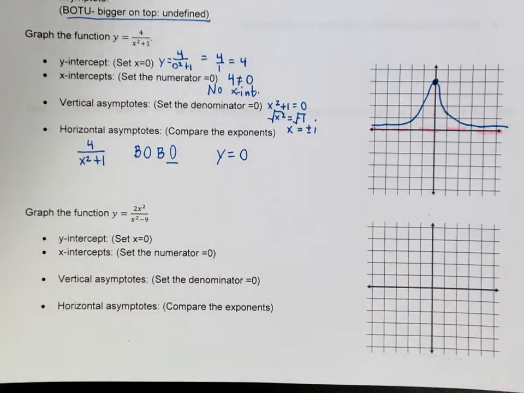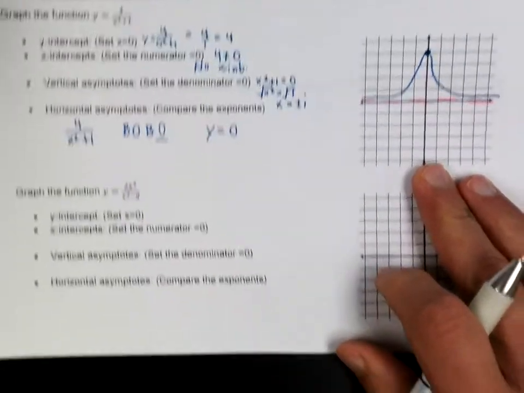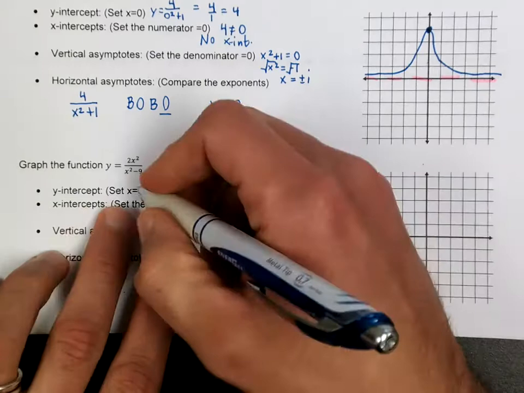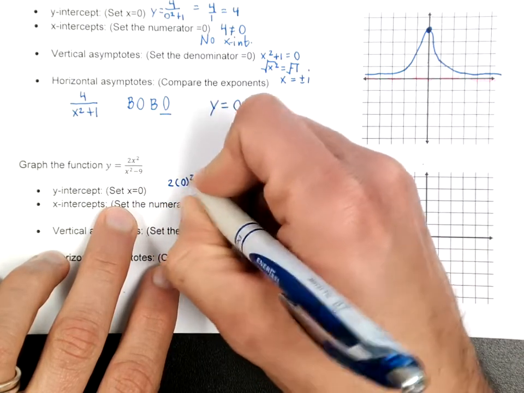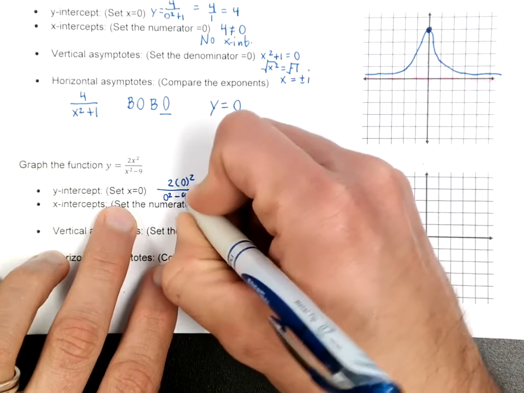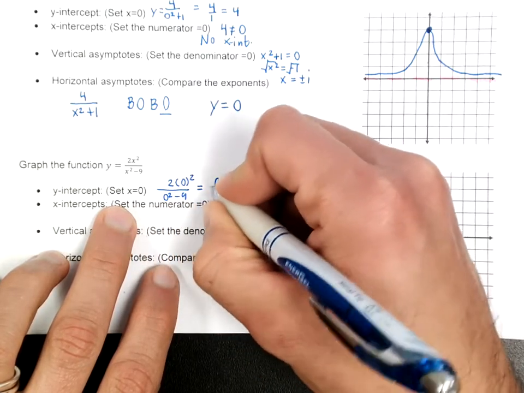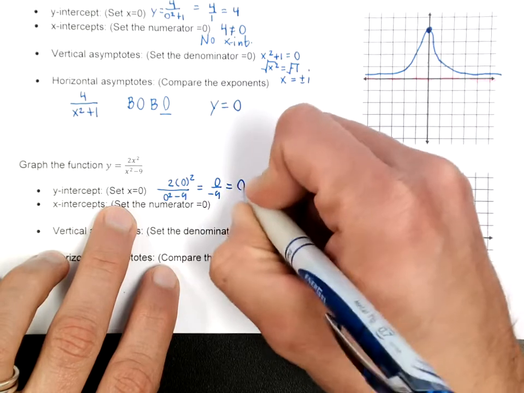Now we're going to do the same things. We're going to look for the y-intercept, the x-intercept. So to find the y-intercept again, set the x equal to 0. So in this case, we have 2 times 0 squared over 0 squared minus 9, so that's going to give you 0 over negative 9, which is still going to be 0.